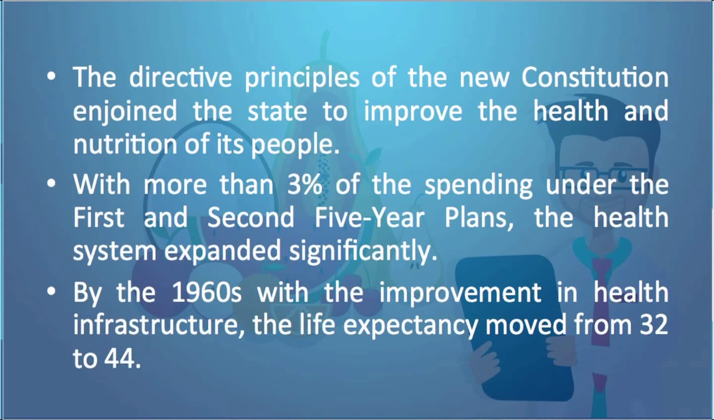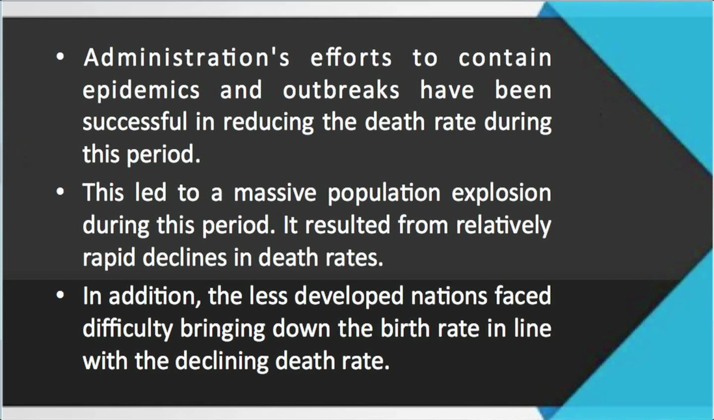By the 1960s, with the improvement in health and infrastructure, the life expectancy moved from 32 to 44 years. Also, the administration's effort to contain epidemics and outbreaks has been successful in reducing the death rates during this period. This led to a massive population explosion during the period.